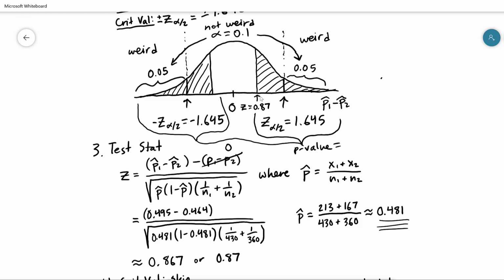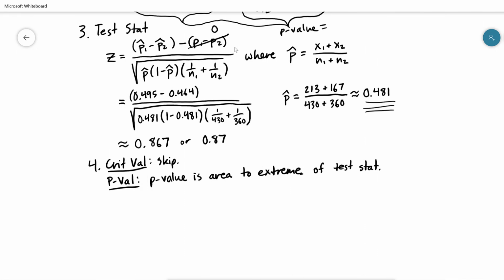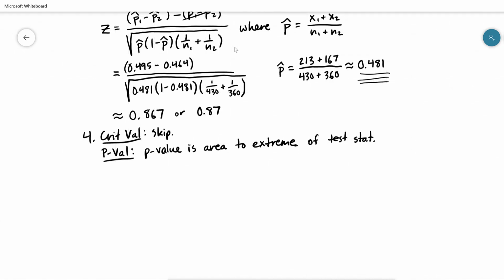I can either compare just the numbers in one tail, 0.05 to whatever this area happens to be, or if I want to compare to the original alpha rather than alpha over 2, right? This number right here is alpha over 2. Instead of comparing to alpha over 2, if I want to compare to alpha, I need to find this area, and then I need to double it to take its mirror image into account as well. And that is the way that the book is going to do it. So when I say the area to the extreme of the test statistic, I really mean that combined shaded area that shows up on both sides.